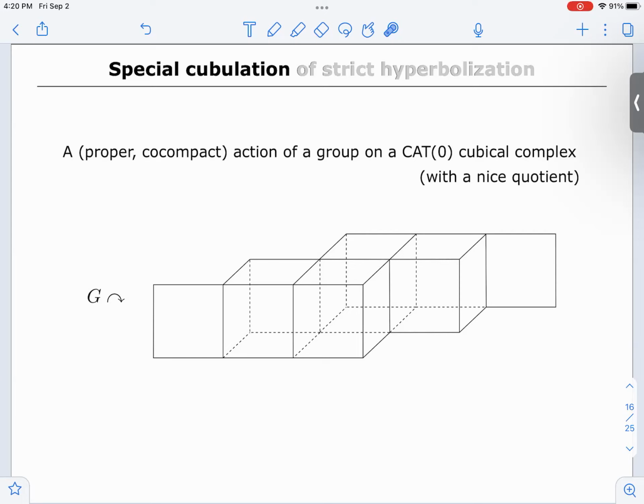So just to fix terminology, for me, a cubulation of a group is an action of a group on a cat-zero cubical complex. So some object that looks like that, gluing cubes together in a way that does not generate any positive curvature. I want the action to be interesting, so proper and co-compact. And what is the best thing about an action of this type? Well, to answer the question, one needs to think, what is the main difference between a square and a triangle, for instance? Why is cubical better than simplicial?